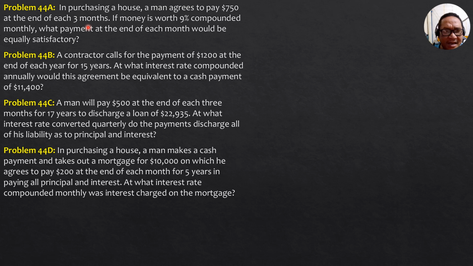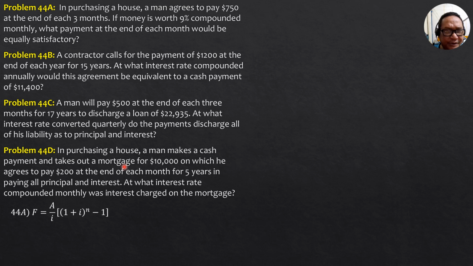So let's take the time as 3 months, and this $750 occurs at the end of the first 3 months. So therefore, this is the future worth. Formula for future worth is F = A over i, quantity (1 + i)^n minus 1. In this case, A is the unknown, F is $750, i is 0.09 divided by 12, so 0.0075, n is 3 months, of course.